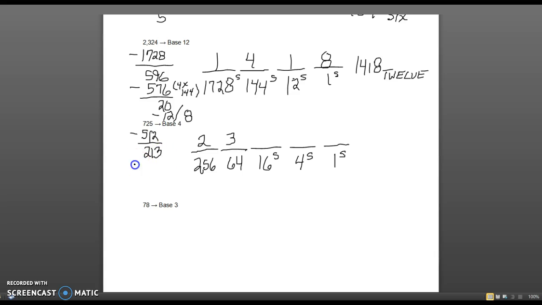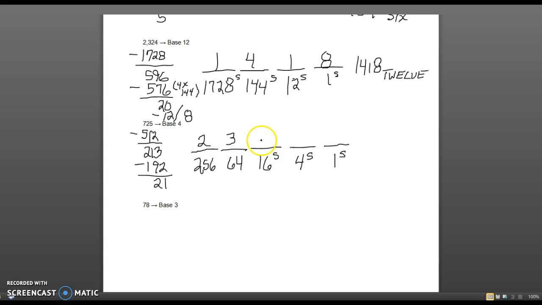So I now need to find out how many I still have left to work with. 3 times 64 is 192, and 213 minus 192 is 21.